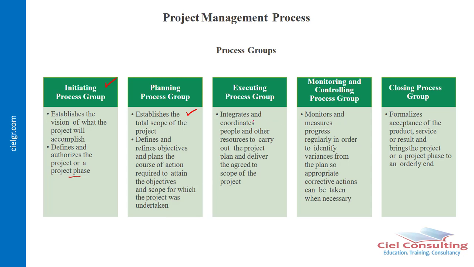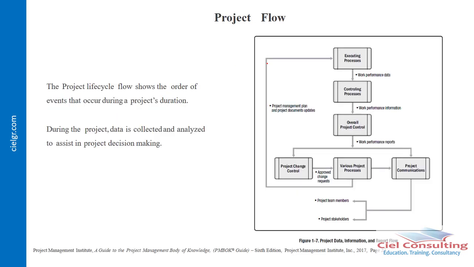Then during the executing, this is where we integrate and coordinate people and other resources to carry out the project plan and deliver the agreed scope of the project. Then during the monitoring and controlling, here we monitor and measure progress regularly in order to identify variances from the plan so that appropriate corrective actions can be taken when necessary. And during the closing, this is where we formalize acceptance of the product, service or result and bring the project or the project phase to an orderly end. These are specific sets of things that actually happen in each of these process groups.